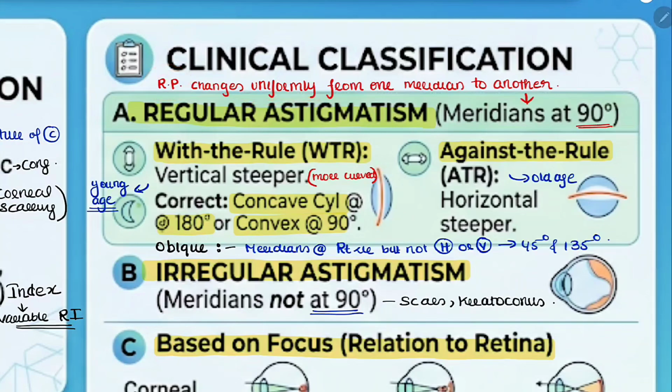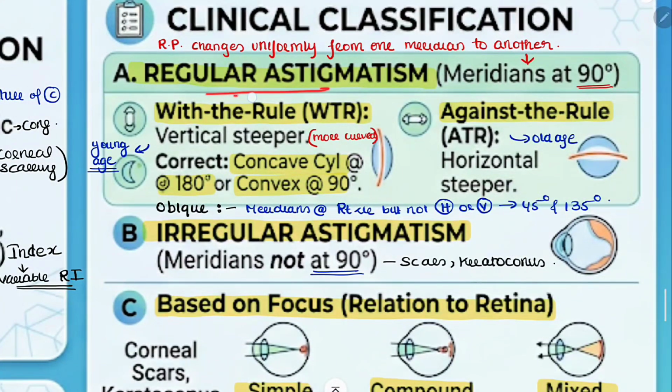So in regular astigmatism, there is with-the-rule astigmatism, against-the-rule astigmatism, and oblique. With-the-rule astigmatism means the vertical meridian is steeper or more curved than the horizontal meridian. In against-the-rule astigmatism, the horizontal meridian is steeper than the vertical meridian. So this is seen in young age.